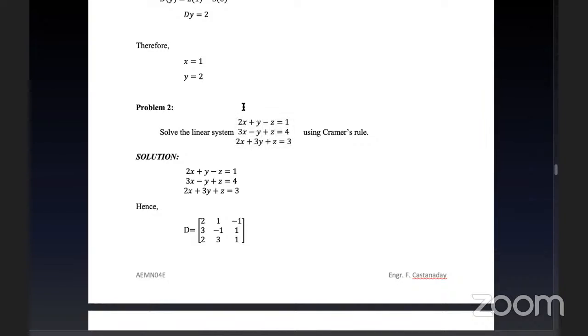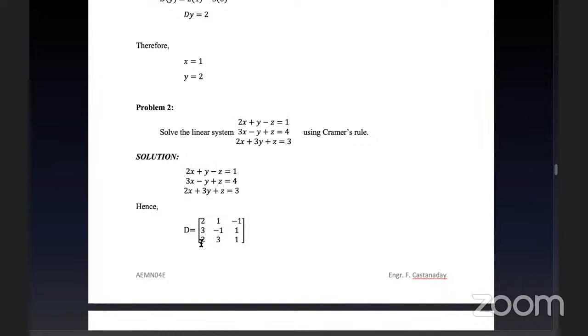Tandaan, dapat yung first term mo, consistent siya. For example, sa first equation, x. Dapat yung second equation mo, the first term should be x din. So x, x, x. For the second term, lahat ay y. Sa third term, lahat ay z. Now, we copy the coefficients to form the coefficient matrix. And this coefficient matrix will be used to obtain our determinant D.